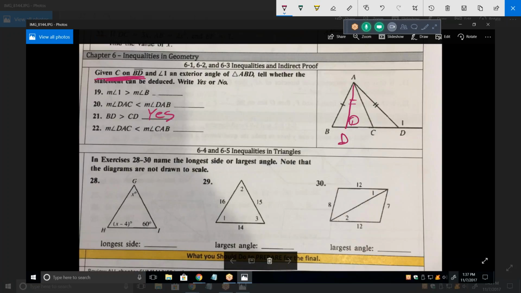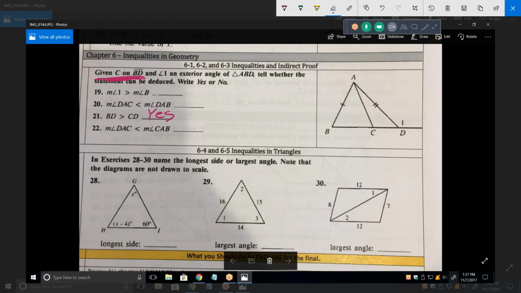So this picture doesn't work. C has to be on the line BD. So this really is the only picture that we can deal with. And in this picture, hold on, I apologize. No, BD has to be greater than CD by the line segment theory, since CD is a part of BD.